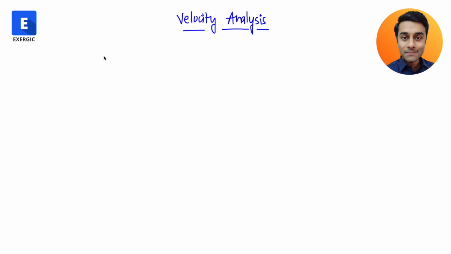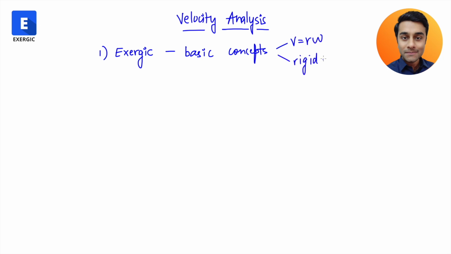So till now, we have covered two different ways to solve velocity analysis questions. The first way, I would call it the Exergic way. You will see it very soon why I call it that. It includes the basic concepts, like the concept V is equal to R omega, like the concept of rigid body that I told you, and such similar concepts. The other way was using the I center, using the IC method or I center method.